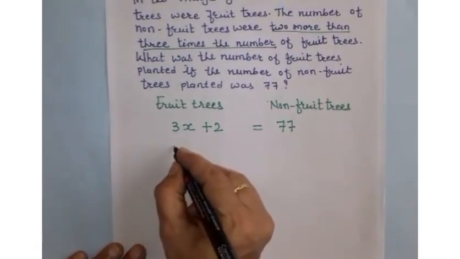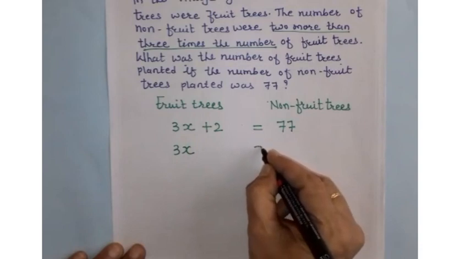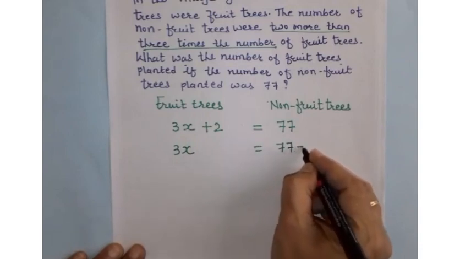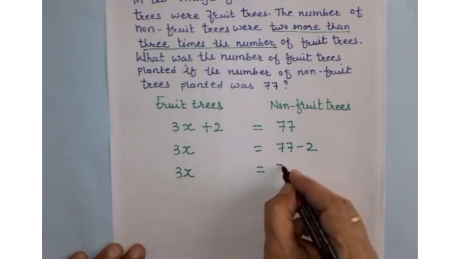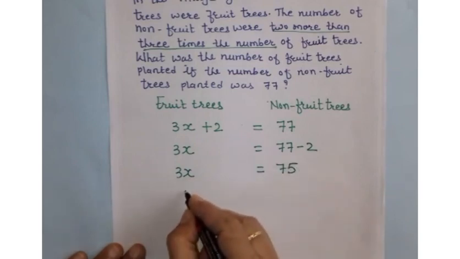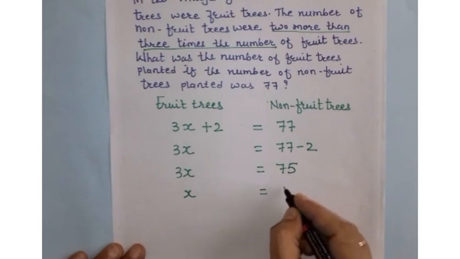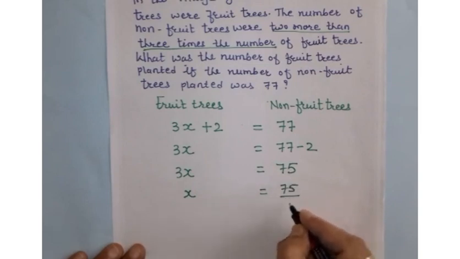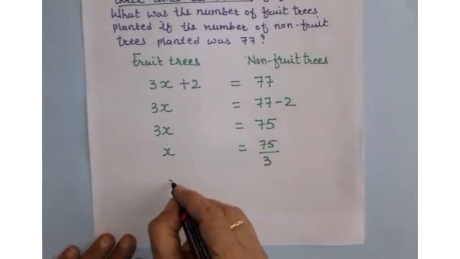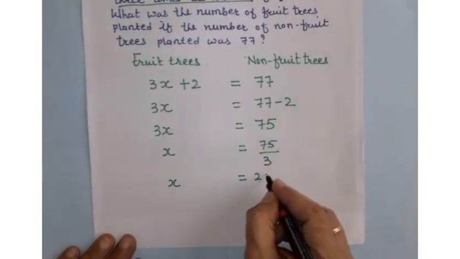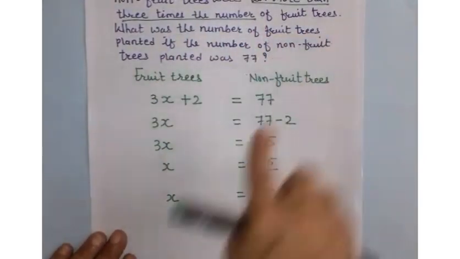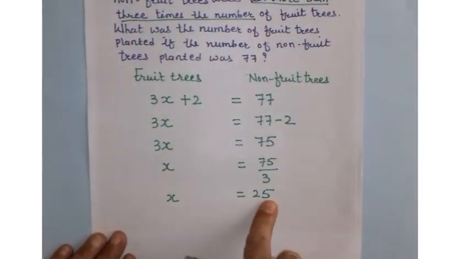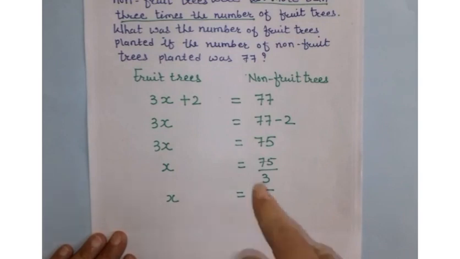Now let us find out the answer. 3x is equal to 77 minus 2. So 3x is equal to 75 and x is equal to 75 upon 3. Correct? So what will come? x is equal to 25. So what was the number of fruit trees? The number of fruit trees is 25.